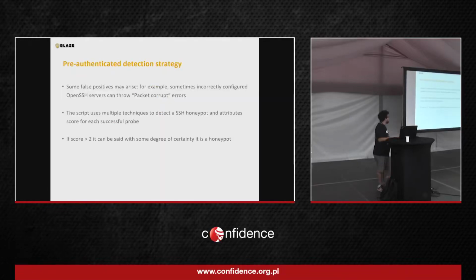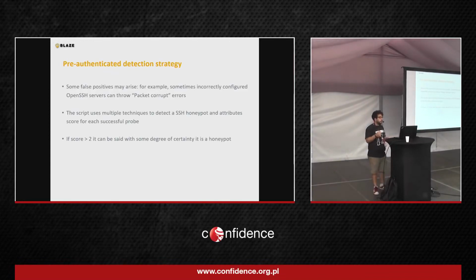I also had some false positives with some of these techniques, because some misconfigured OpenSSH servers, especially a version of 5.3 or something, keep throwing these packet corrupt errors, and I actually don't know why. The script that I just showed to you guys, which was released today on GitHub, uses these different techniques and gives a score depending on which response comes back. If the score is higher than 2, we consider this a honeypot, with a degree of confidence that this thing is a honeypot.